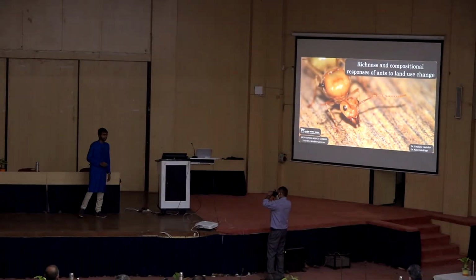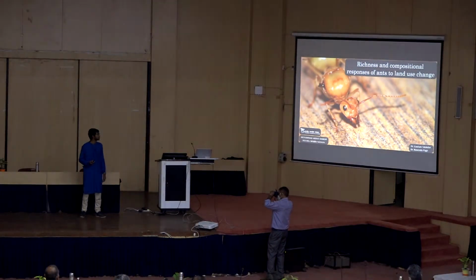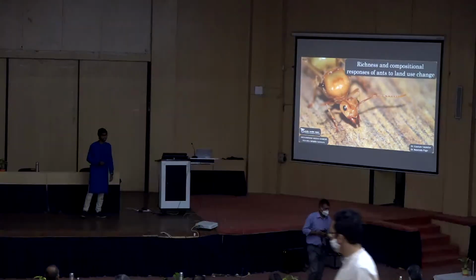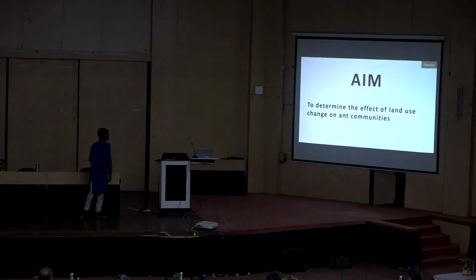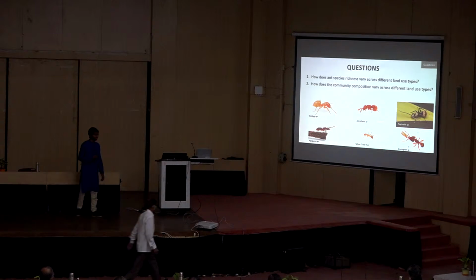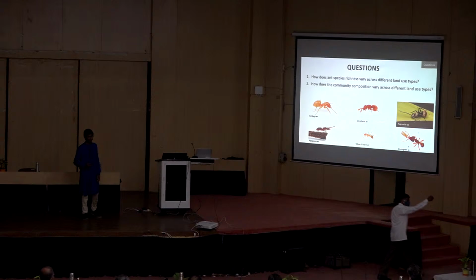So, with this background, I went on to look at the richness and compositional differences or responses of ants to land use change. I started with the aim to determine the effect of land use change on ant communities. So, I asked the specific questions: how does ant species richness vary across different land use types? And how does ant community composition vary across different land use types?